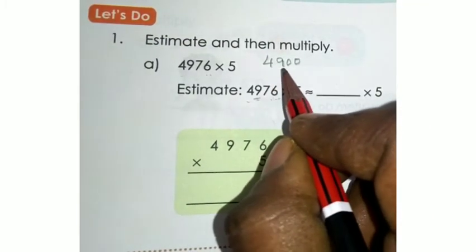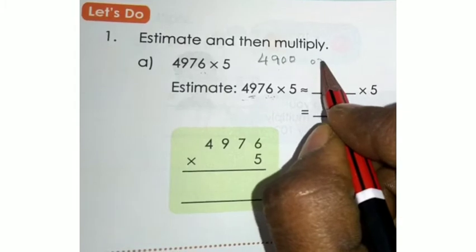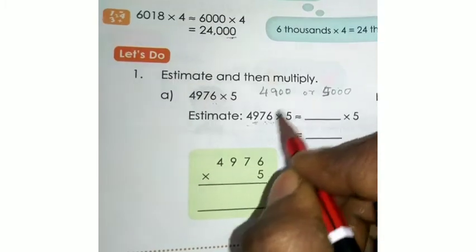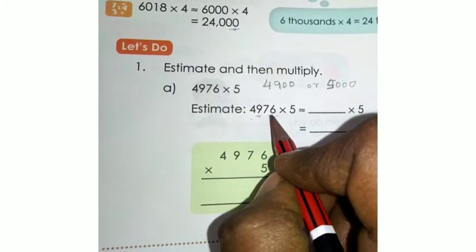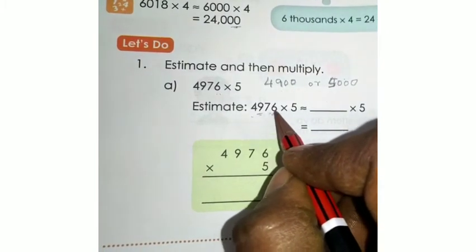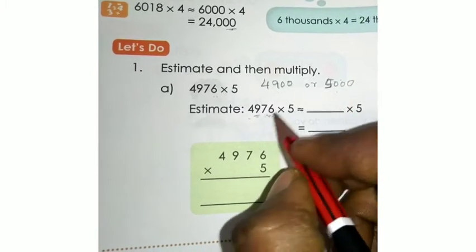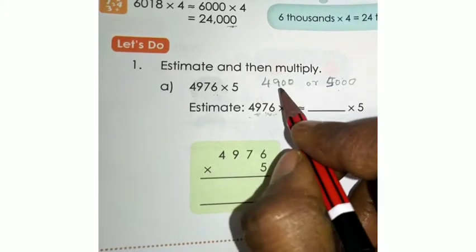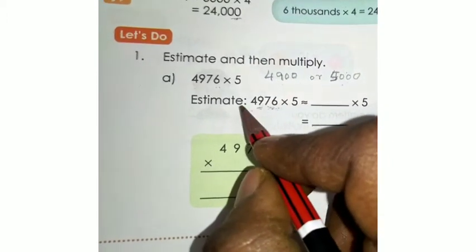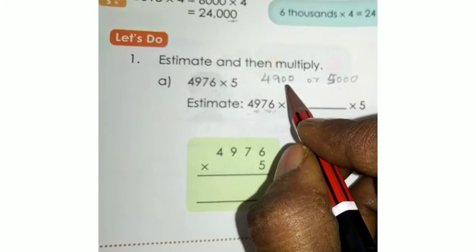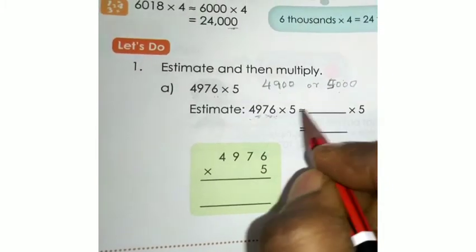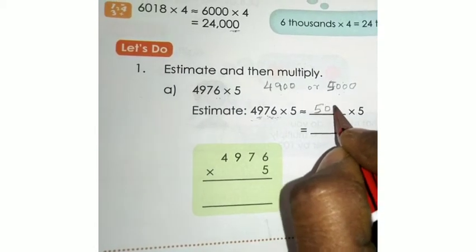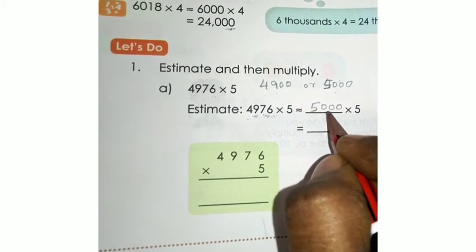4976 is nearest to either 4900 or 5000. From these two, which number is nearest to this? 4976. 76 is close to 5000, because 76 plus 24 you will get 5000. But here you have to go back a long distance to reach 4900. So 5000 is nearest to 4976. So you have to consider 5000 as the nearest round off value. This is the estimated value.